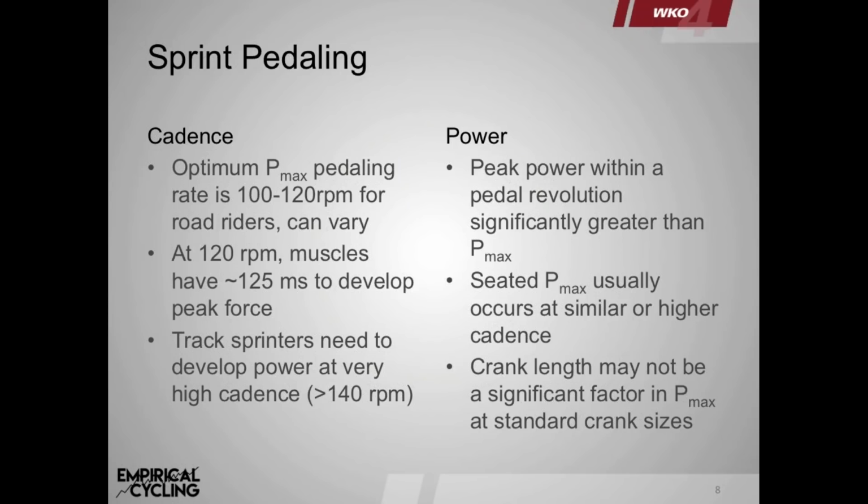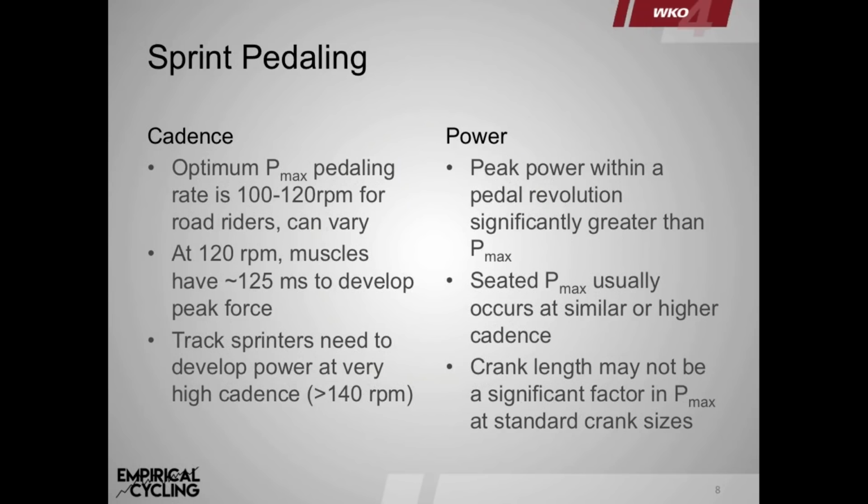Track sprinters, sorry you guys don't get more love in these webinars, but I'll try. Track sprinters need to develop power at very high cadence, over 140 RPM. So you have even less time to develop high force on the pedals. In terms of power, peak power within a pedal revolution is significantly greater than Pmax, and I'm talking 150 to 180%. We'll see an example of this.